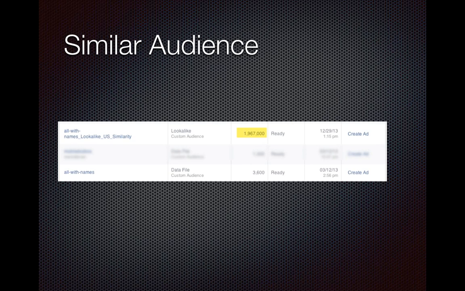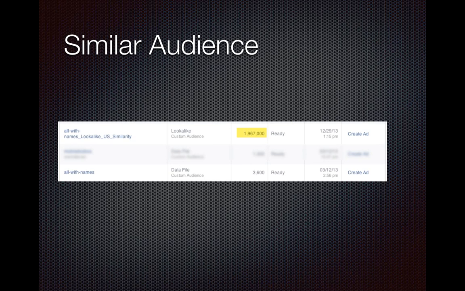At least that's been my experience. About 50% of whatever you upload will actually show up in your custom audience. So this shows 3,600. I probably had 6 or 7,000, 8,000 emails that I uploaded in here to get to 3,600. And then you'll see the "all with names look alike US similarity."